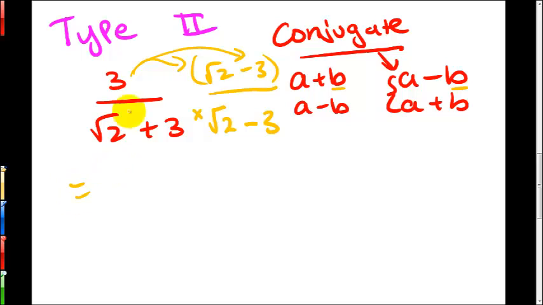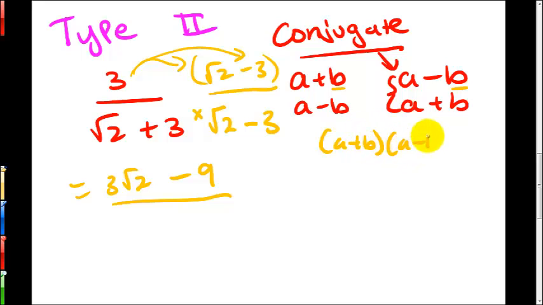So my answer is going to be 3 times root 2, that's 3 root 2. 3 times minus 3 is minus 9, over. Now, we learned something with conjugates: a plus b times a minus b turns into a squared minus b squared. That's very handy, because now root 2 times root 2 becomes root 2 all squared, which we realized was 2 already. And then it's just 3 times 3, which is minus 9.